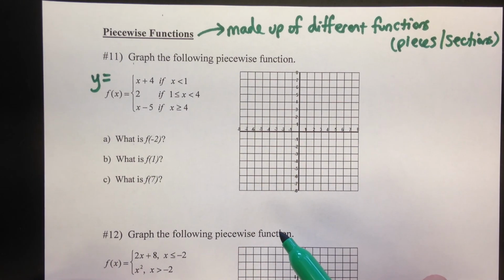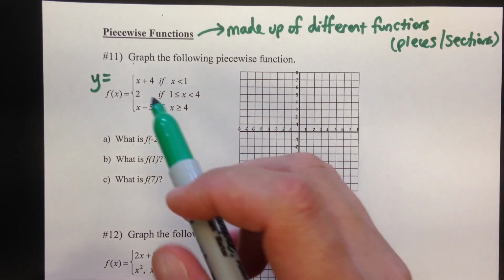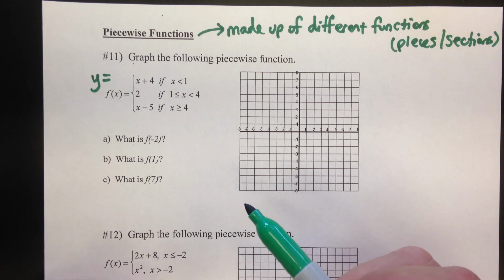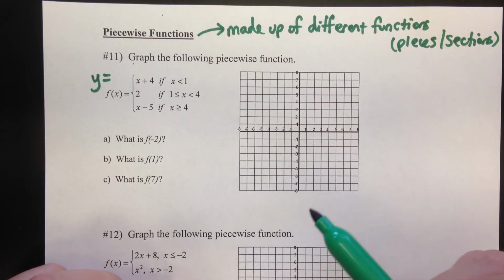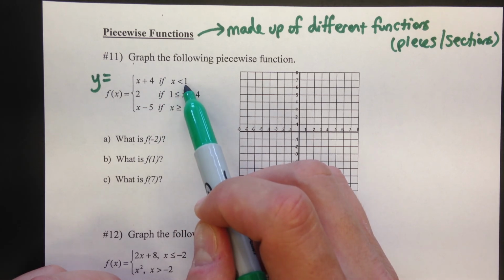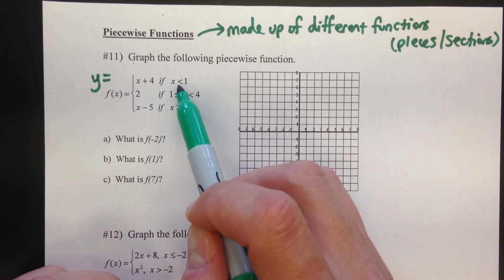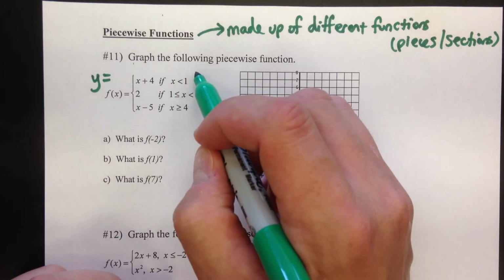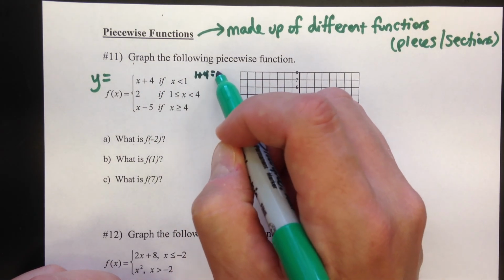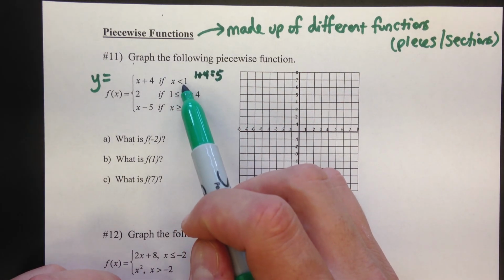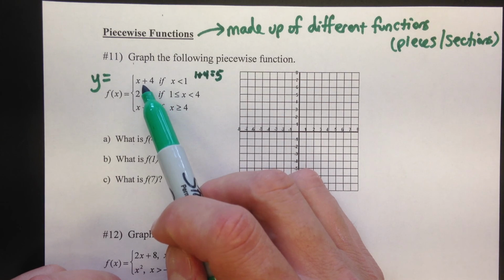So here's what we need to do. We're going to graph these one piece at a time. So let's start with x plus 4. Now, when you graph this, you're going to graph in sections. Okay, so the first section is basically going to go up until x equals 1. Now, to figure this out, I'm going to plug in 1 for x. So if I do 1 plus 4, I get 5. So what that tells me is when x equals 1, the y value is 5.